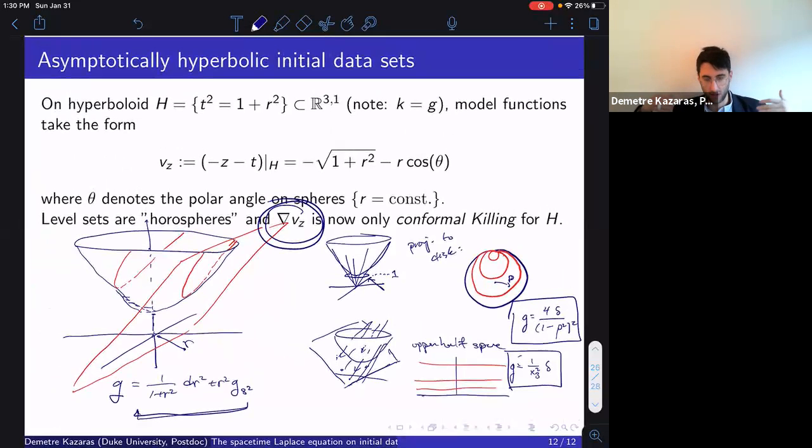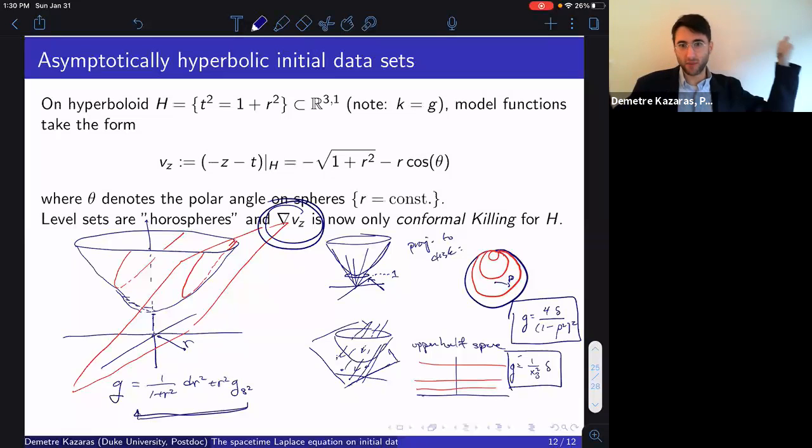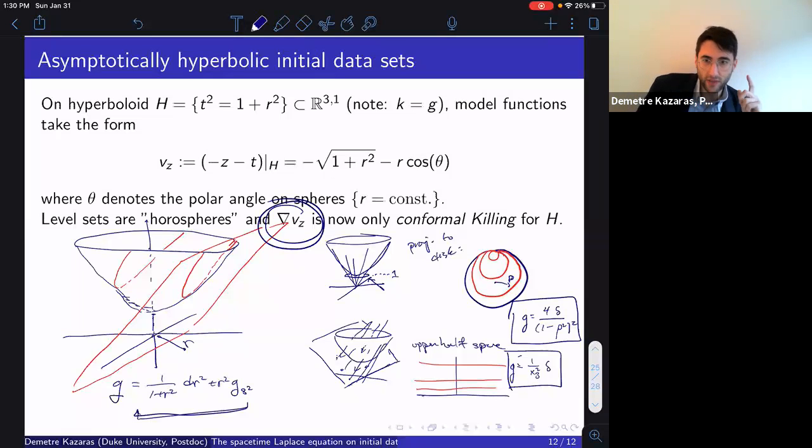So now we're trying to push our techniques into this arena where we know we should, if we want to reflect the total energy and momentum of some asymptotically hyperbolic initial data set, now where the geometry is modeled on a hyperboloid at infinity, not on flat space, we should be studying these functions, and they are of quite a different nature to the functions we were studying before.